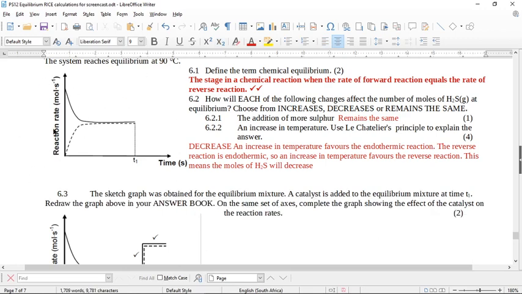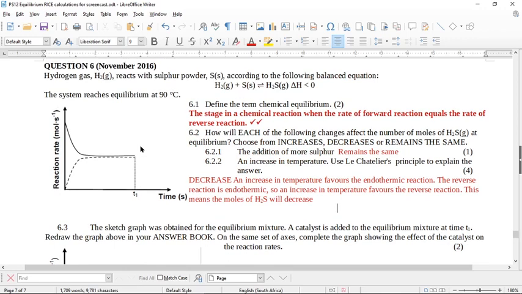The sketch graph was obtained for the equilibrium mixture. Okay, here's your sketch graph. A catalyst is added to the equilibrium mixture at T1. Redraw the graph in your answer book. On the same set of axes, complete the graph showing the effect of the catalyst on reaction rates. So we need to redraw this and then make a change from T1. You know I can't draw in here.